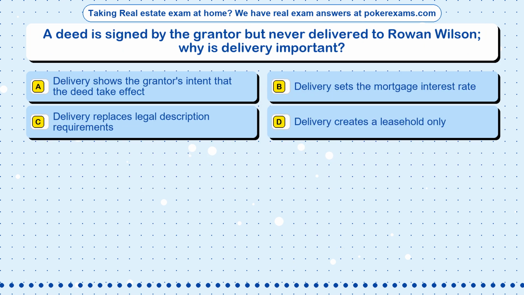Question 93. A deed is signed by the grantor but never delivered to Rowan Wilson. Why is delivery important? Option A. Delivery shows the grantor's intent that the deed take effect. Option B. Delivery sets the mortgage interest rate. Option C. Delivery replaces legal description requirements. Option D. Delivery creates a leasehold only.